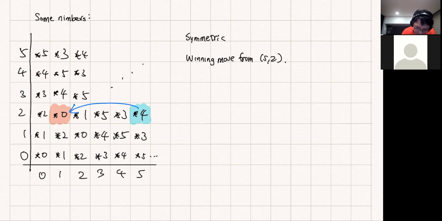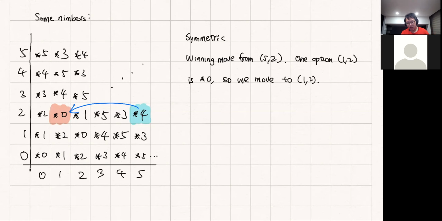So the one option, which is 1, 2, is star 0. So we move to 2, 1, 2, basically removing 3 from the first pile.